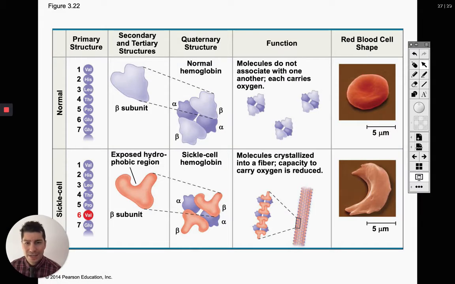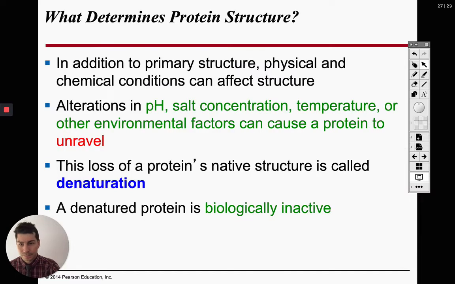What causes this, guys, is it's 1 amino acid difference on the side here. You guys can see number 6, instead of being GLU, it's VAL, and that 1 little different amino acid there causes the protein to fold completely differently, and that's why we have a different shape in the end.